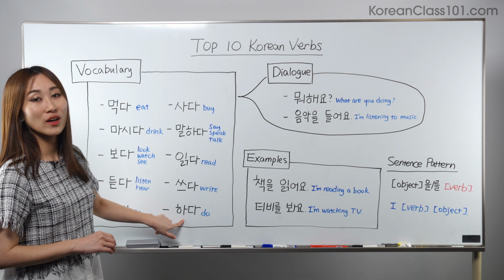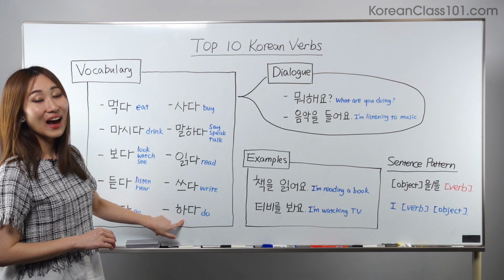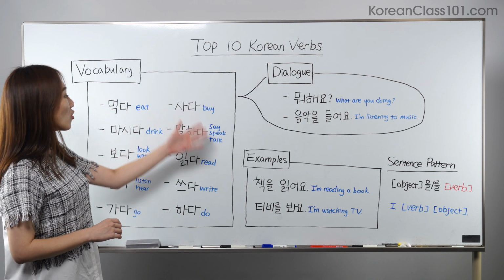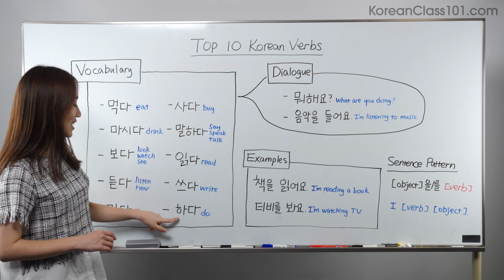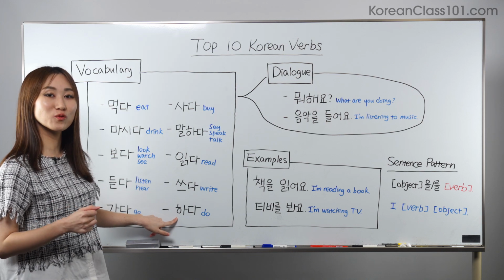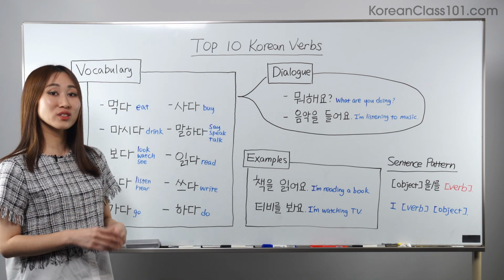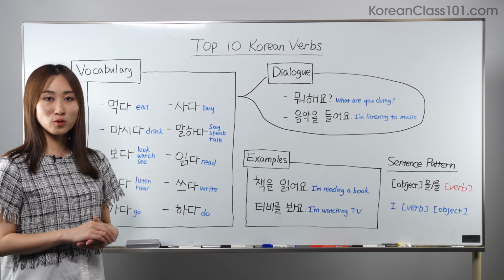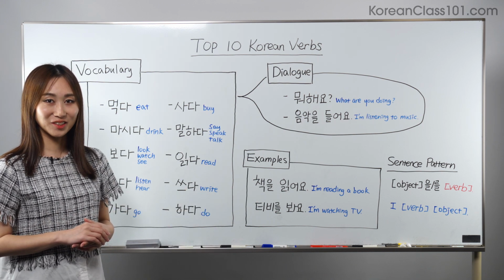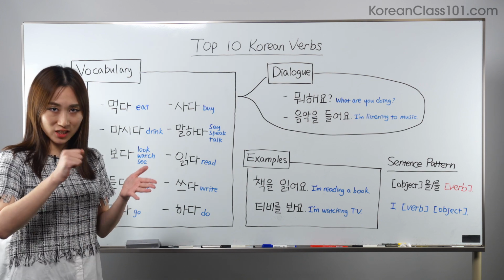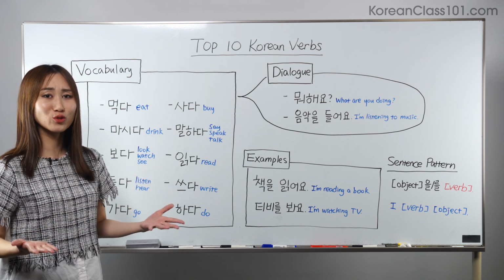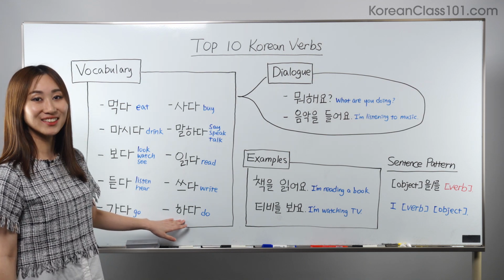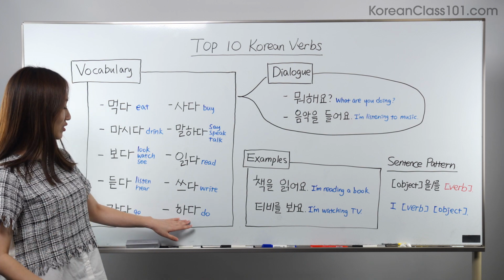How about this? Do. 하다. Among all these words, I would say this 하다 verb is the most useful one. Because if you just put an action noun and say 하다, it becomes a verb. For example, 공부하다. 공부 means study. 하다 means to do, so it literally means do study. And it becomes the verb 공부하다. 공부 is a noun and just put 하다.